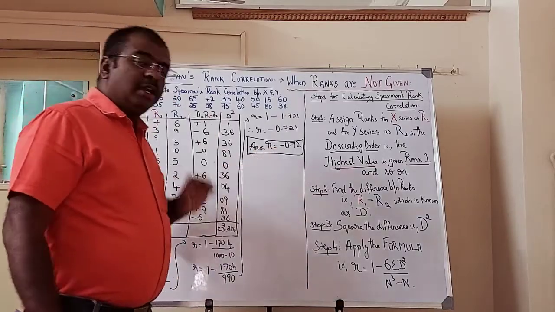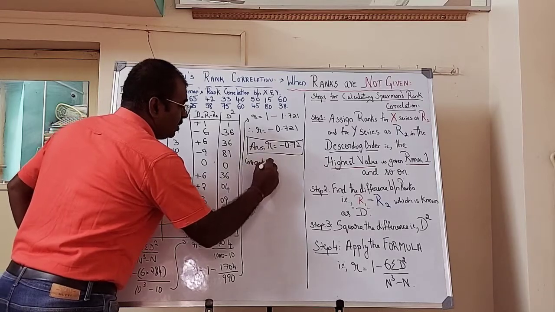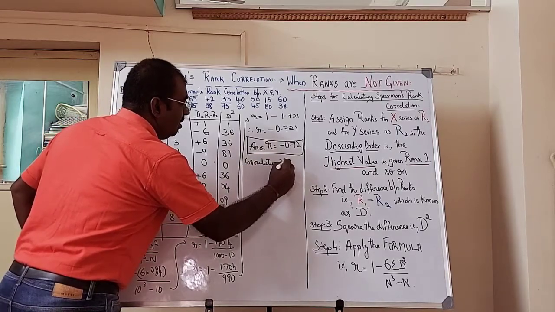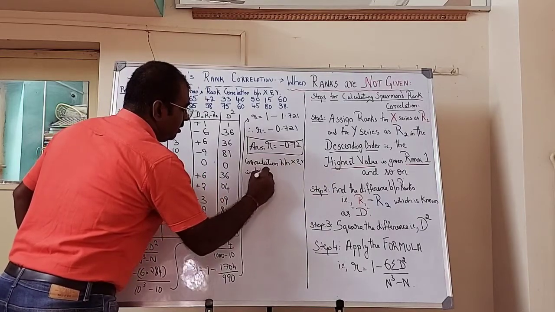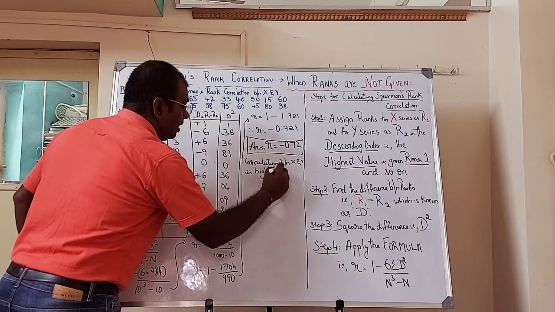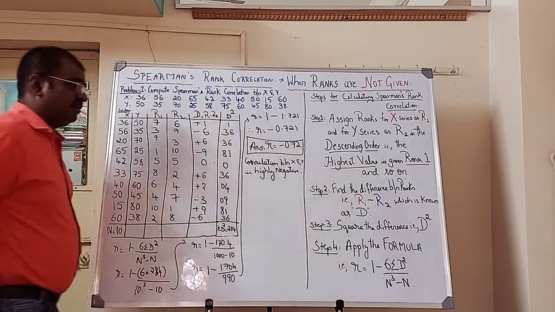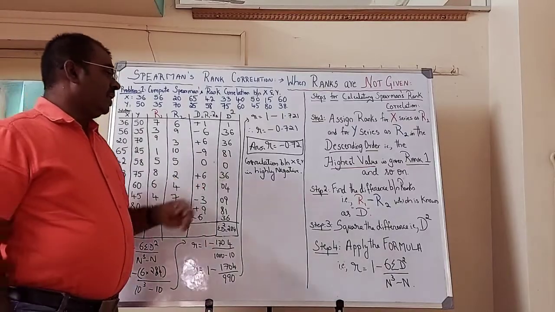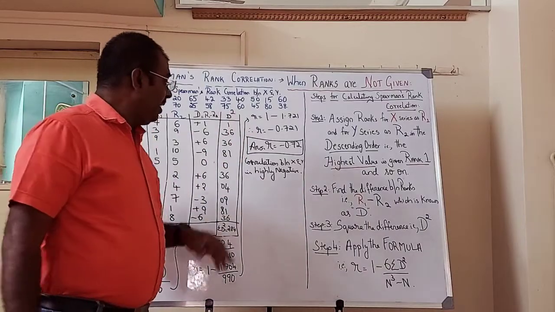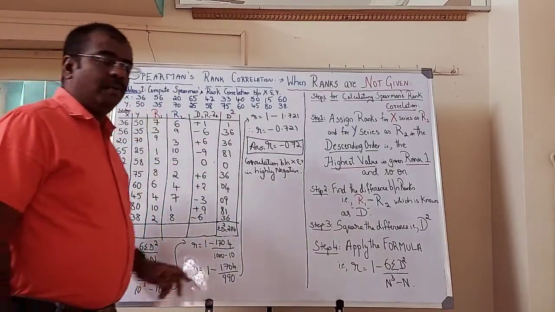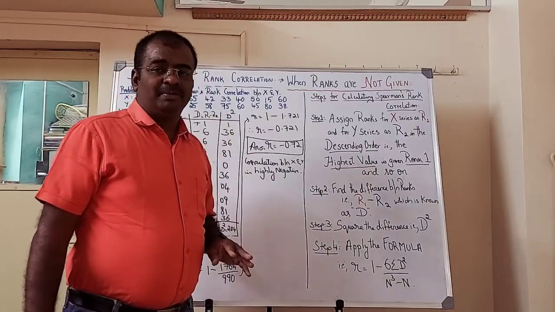So here the interpretation is that the correlation between X and Y is highly negative. There is a very high negative correlation. The correlation between X and Y is highly negative, or there is a negative correlation between X and Y. So I hope you all have understood this problem. It is a very simple problem.